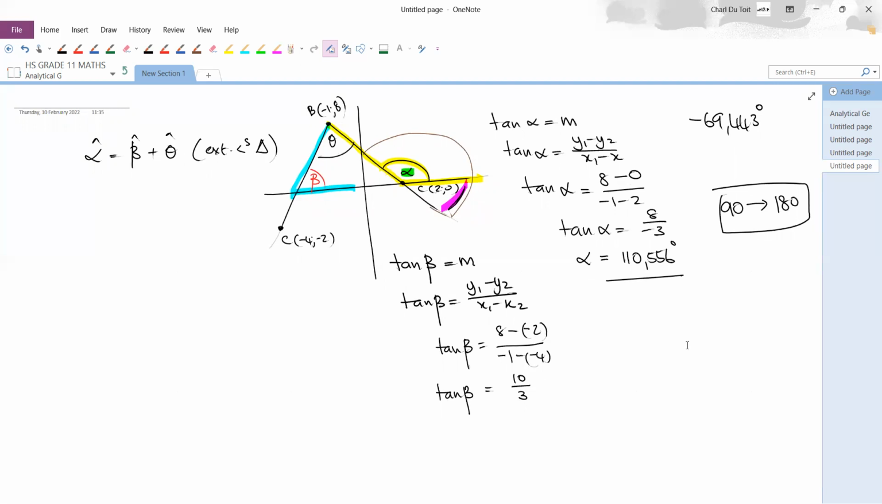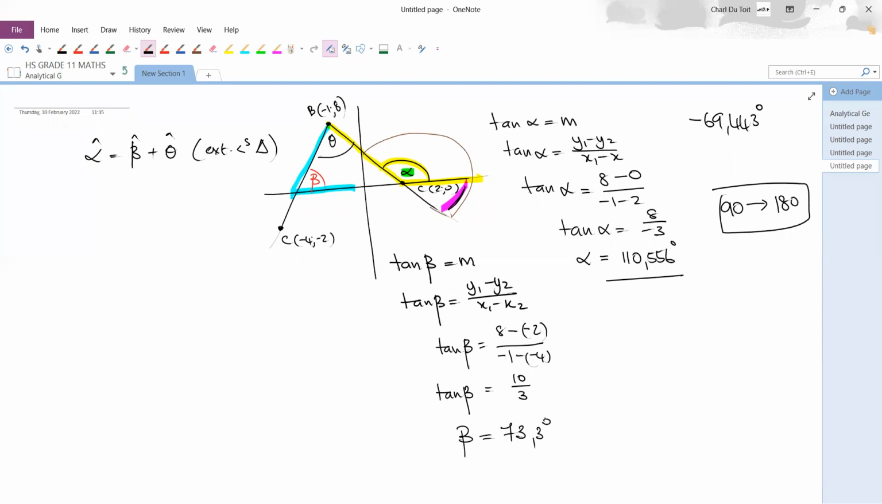So shift tan, the blue one, is 10 over 3. Whenever we get a negative answer, we must just add 180. An obtuse angle will always start with a negative answer first. Then we add 180 and we're going to get a positive. We're going to do one like that just now.